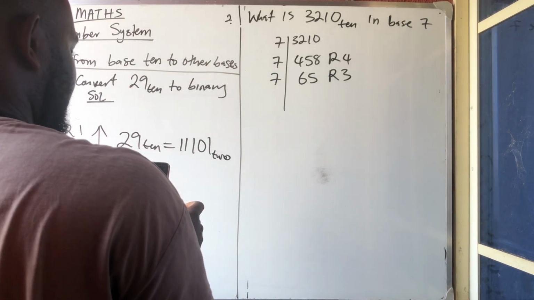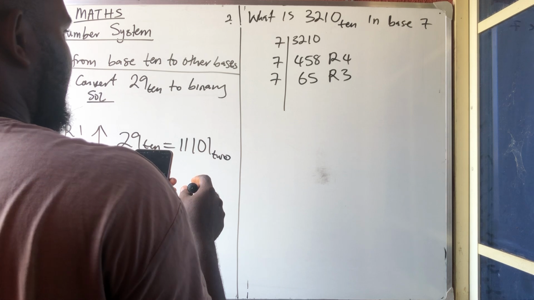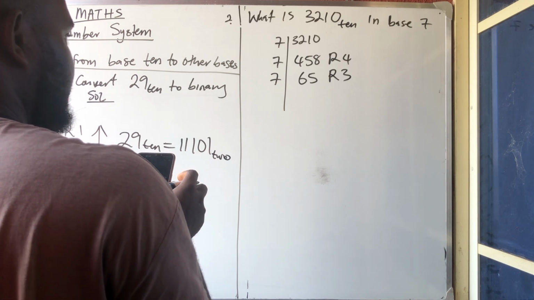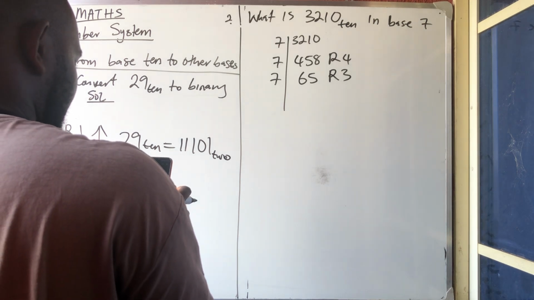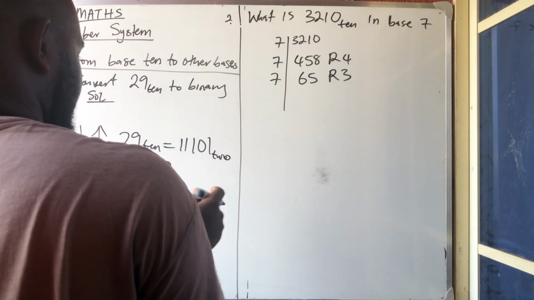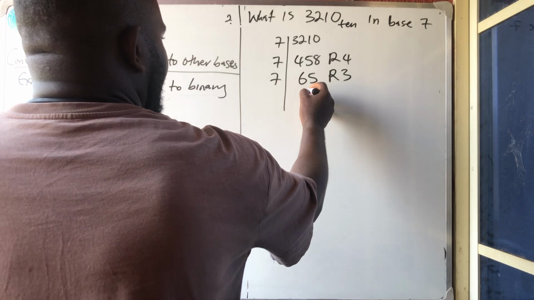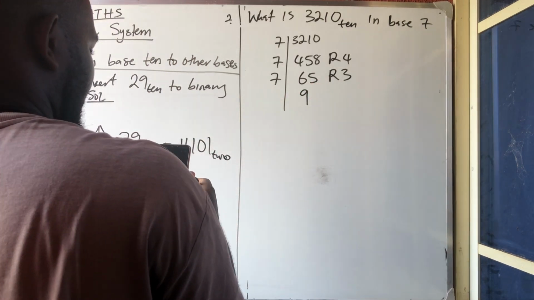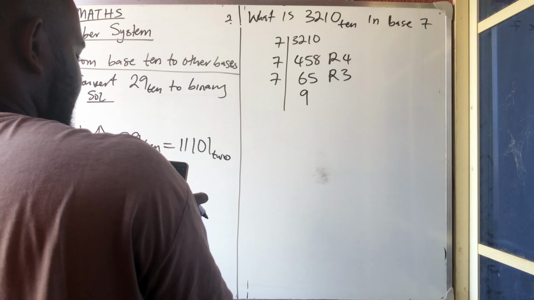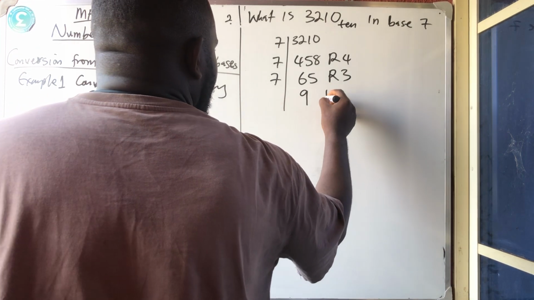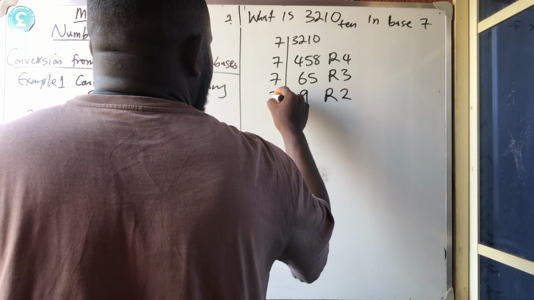Okay, 7 again, 65. 65 divided by 7. I'm having 9 point blah blah blah. I write the whole number 9. Then what do you do? You subtract that 9 you have written, then times it by that 7 to have that the remainder is what? 2. Then the next one is 7.